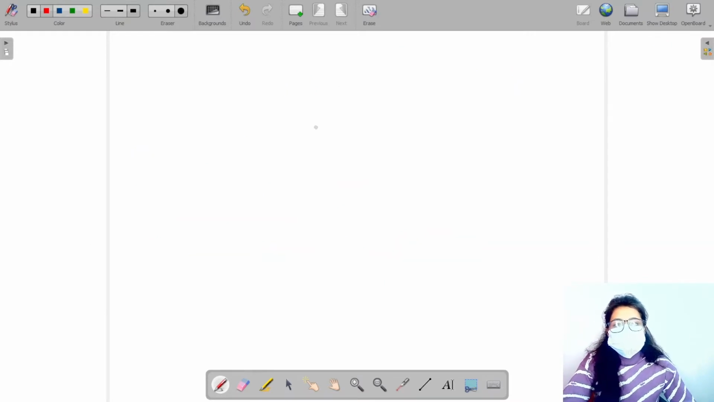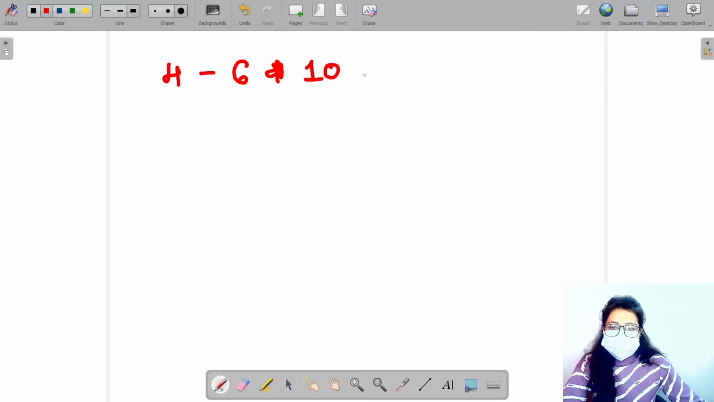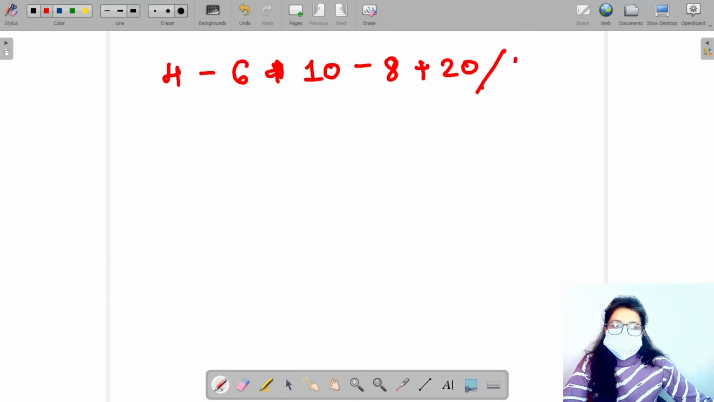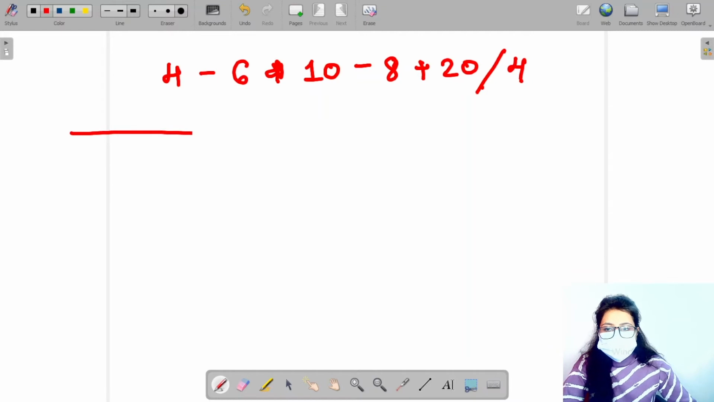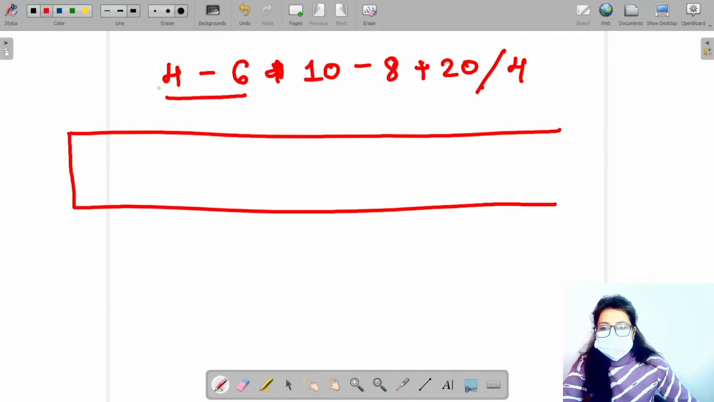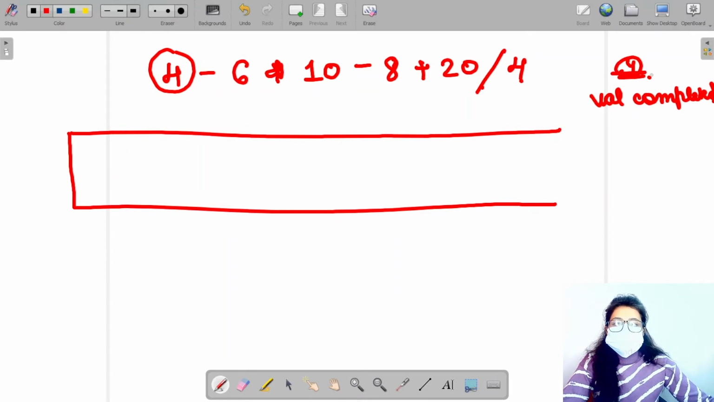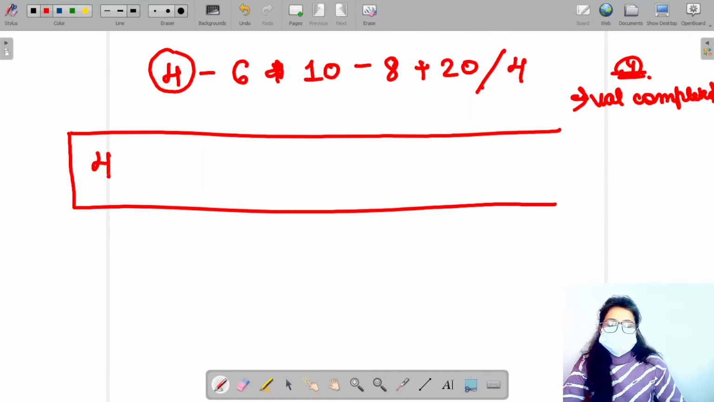How will we do it, what will be our approach and algorithm towards it? If we are given 4 minus 6 into 10 minus 8 plus 20 divided by 4, we'll use the data structure stack. First, we get the value completed. If there is only 4, it will come as 4, but if it is a 2-digit value, then we'll complete the value first. Then we'll push it into the stack, like 4, push it in the stack.